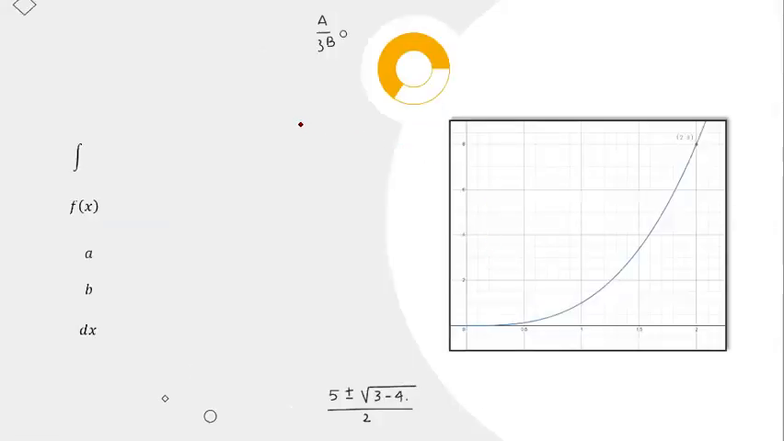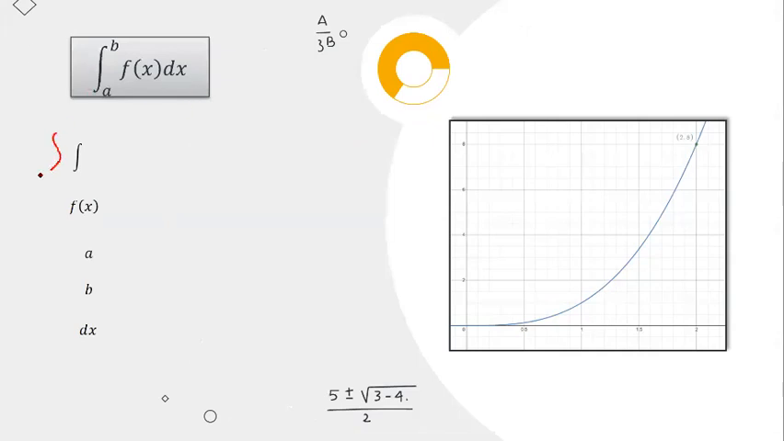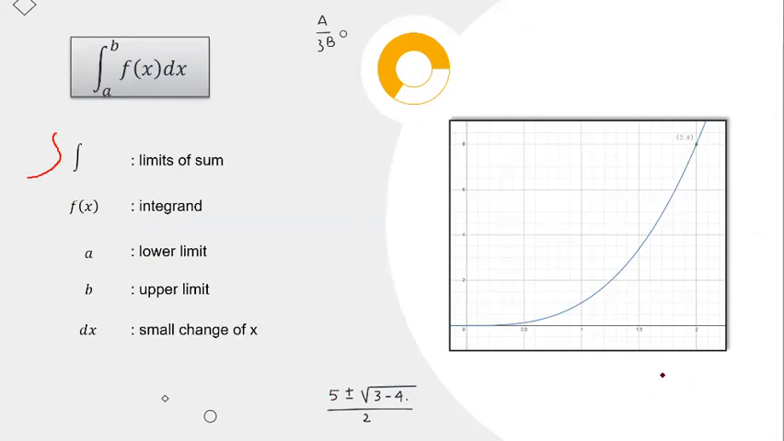This is how we write a definite integral. This symbol is somehow an S symbol that is elongated vertically, and this symbol represents the limit of a sum. This is because an integral is a limit of a sum when n approaches infinity in definite integrals. In this notation, f(x) is called the integrand, while a is the lower limit and b is the upper limit of the integral. Then dx represents the independent variable x, which indicates a small change of x.